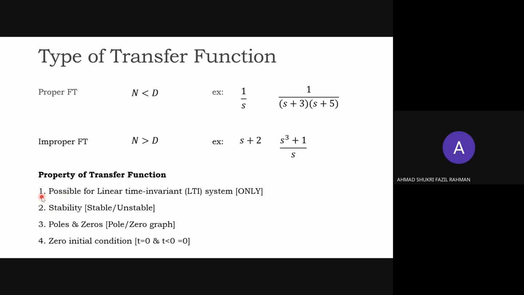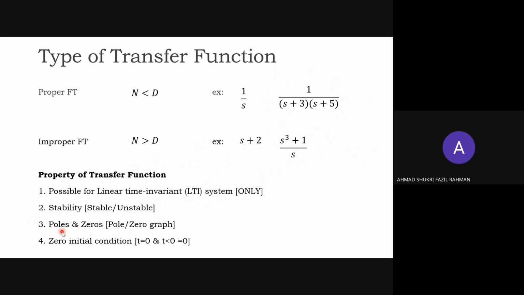You need to learn these related to transfer function. The first one is that the transfer function is only possible for linear time invariant systems, or LTI systems. Linear time invariant is a system that can produce output depending on the input, provided that the system is bounded by linear and time invariant. So the first one, and then from this transfer function, we can analyze whether the system is stable or not.